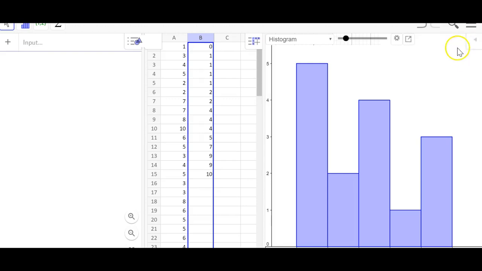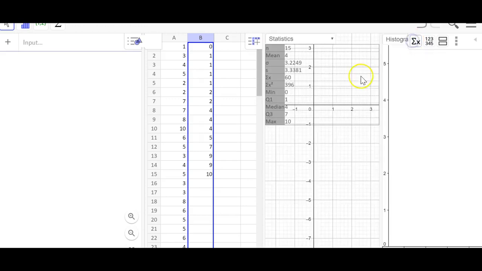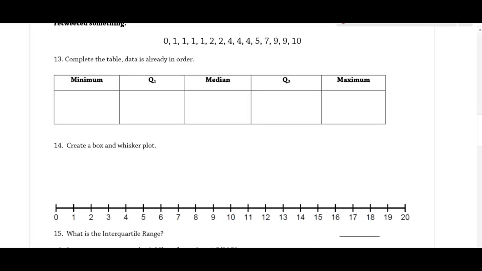Something to notice here, if mine disappears, if you just click this little arrow here, it'll come back. So if you click that, that's where it is. So we have these last 5 numbers here, kind of the go-to for those, right? So I have 0, 1, 4, 7, 10. So 0, 1, 4, 7, 10.